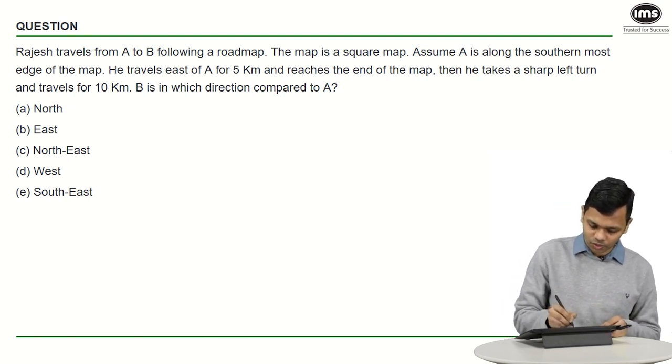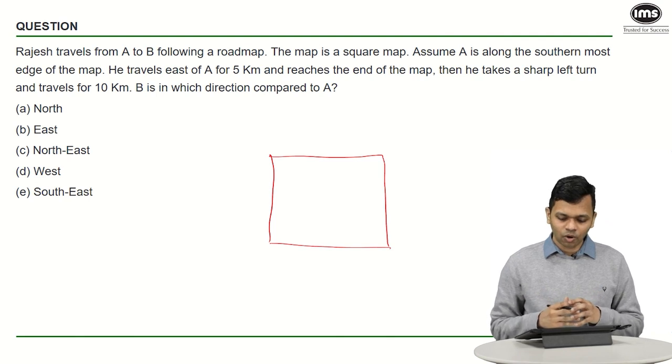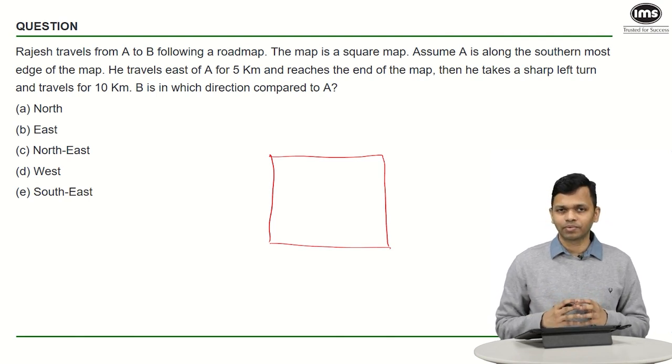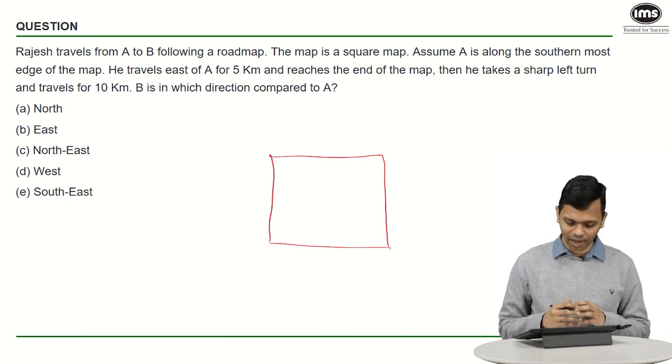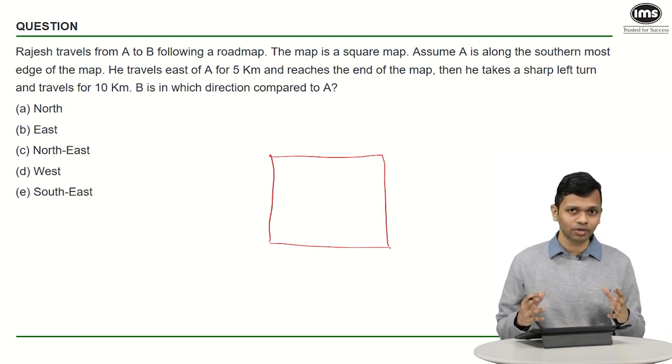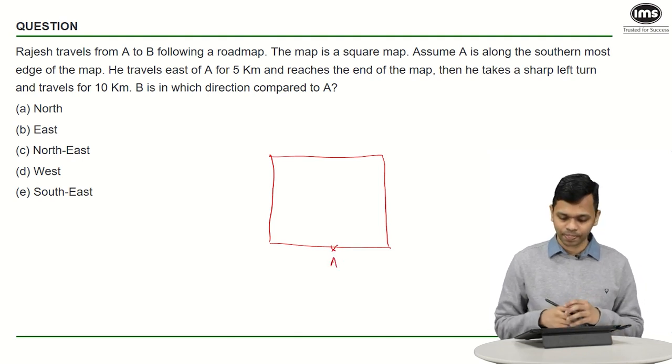So what we will first do is we will draw a square map. Now assume A along the southernmost edge of the map. Now you don't know where exactly A is because they are just saying that it is on the edge of the map. It's not corner, it's somewhere on the edge.